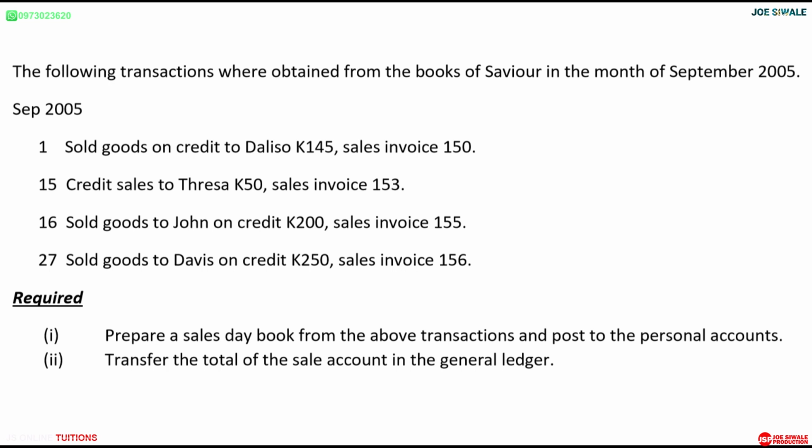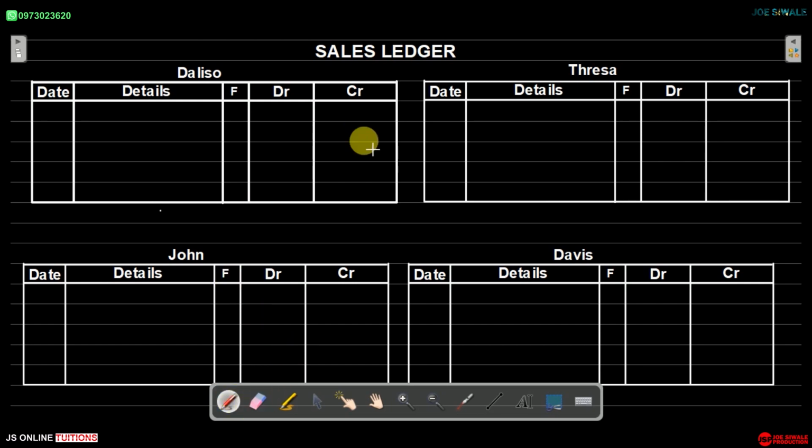And we said in our discussions that in the sales ledger, the personal accounts are going to be debited. Each and every personal account for the customer is going to be debited with a certain amount. So let us show that in the sales ledger. So we have our sales ledger. So we are going to start with Daliso.